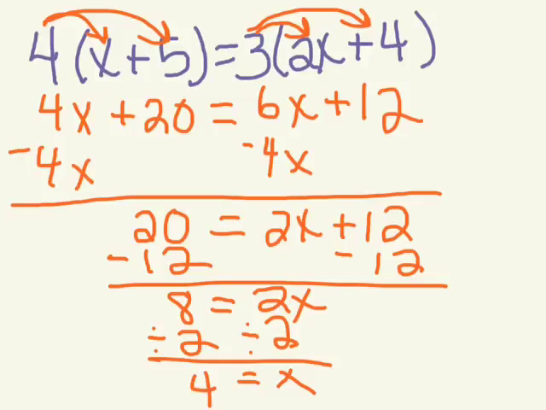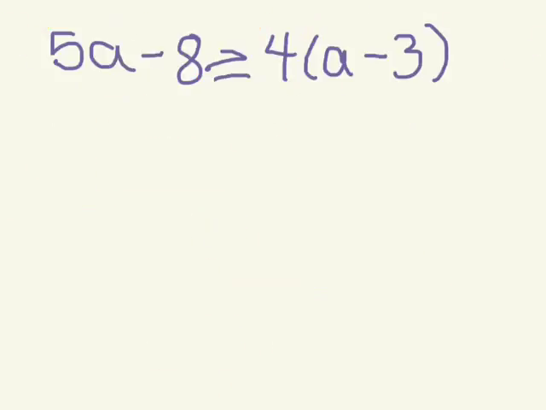So again, I want to check my solution. I don't have very much room here to write this all out. So I'm just going to do little notations here and substitute in a 4 here. So 4 plus 5 is 9, and 9 times 4 is 36. So I know I get 36 on this side. And I know that 2 times 4 is 8, and 8 plus 4 is 12. And I get 12 inside the parentheses, and 12 times 3 is also 36. And since 36 equals 36, everything checks out. I'm good to go.